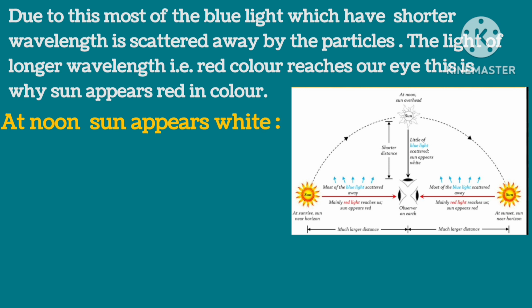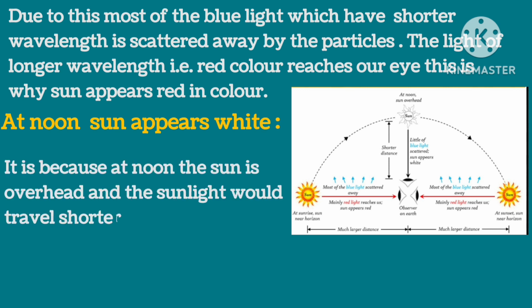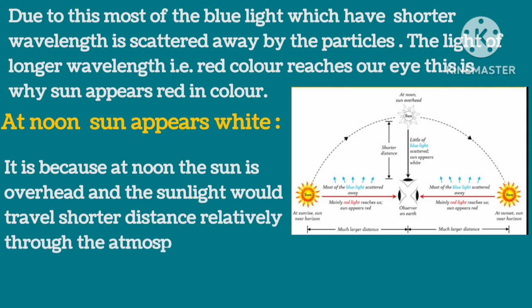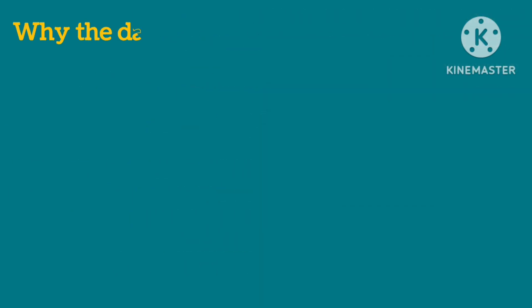But at noon the sun appears white. It is because at noon the sun is overhead and the sunlight would travel a relatively shorter distance through the atmosphere, hence at noon the sun appears white.